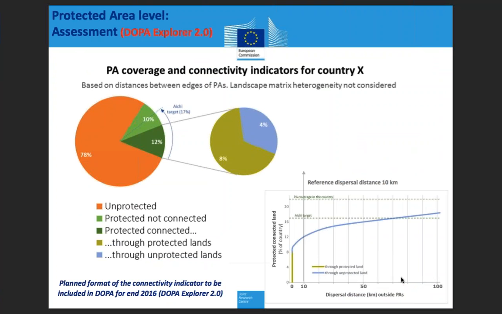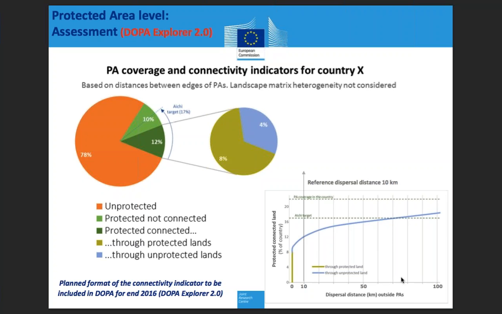Well, so basically so far we have seen what is already available in DOPA version 1, and what you can already access and examine on the website now. There are a number of indicators and improvements that will be included in the next version, DOPA Explorer 2, to be released by the end of this year, by the COP, the Conference of the Parties, which is to be held in December. Okay. Among those indicators, there are connectivity indicators for protected areas at the country and ecoregion level.